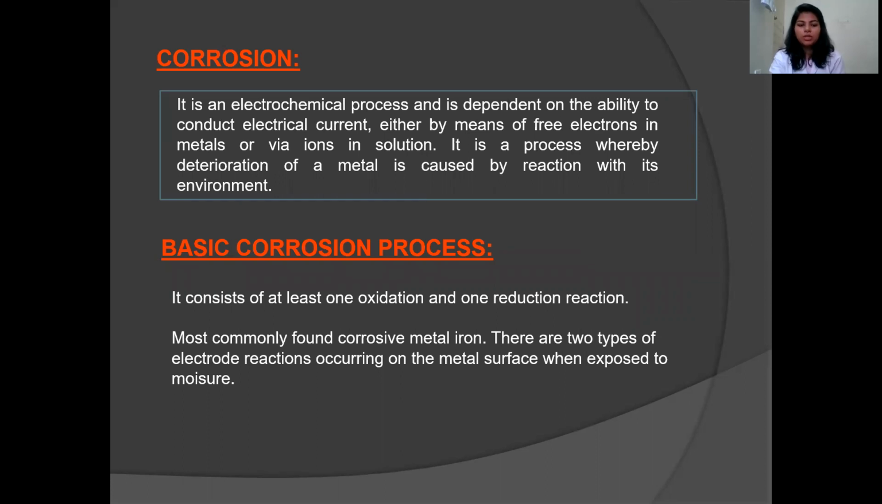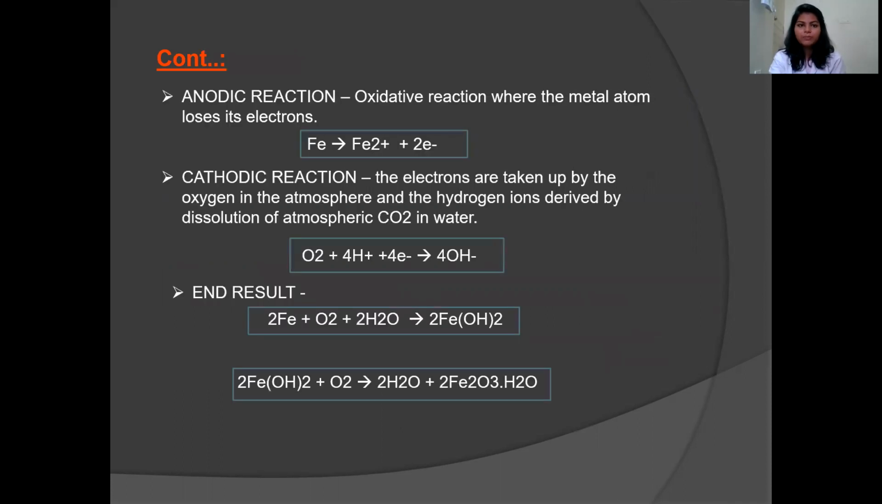There are two types of electrode reactions occurring on the metal surface when exposed to moisture. First is the anodic reaction, an oxidation reaction where the metal ion loses its electrons. Second is the cathodic reaction, where the electrons are taken up by the oxygen in the atmosphere and the hydrogen ions derived by dissolution of atmospheric carbon dioxide in water.